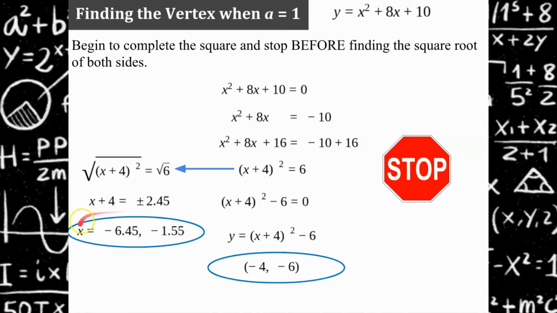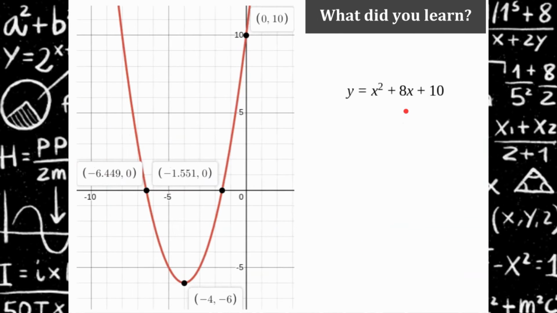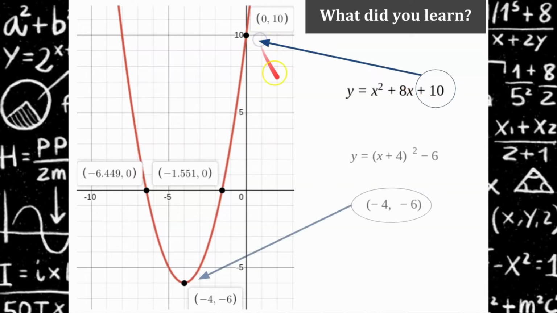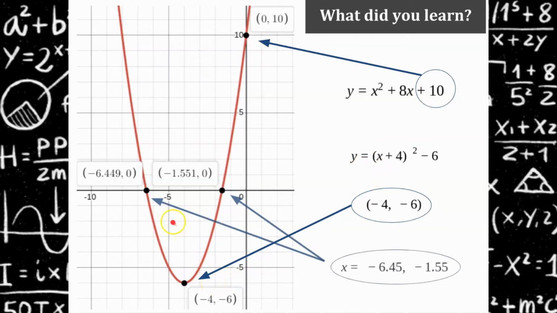All right, so now I know my roots, I know my vertex, and I know my y-intercept. So let's go ahead and look at a graph. We started off with standard form. We immediately know our y-intercept. Here it is in vertex form: vertex -4, -6, and my two roots. All from completing the square.